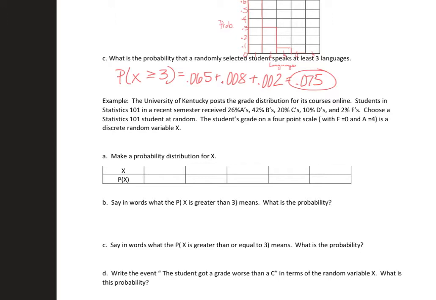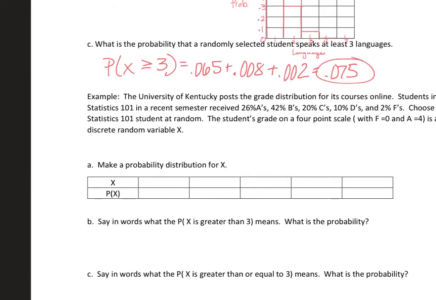Students in Statistics 101 in a recent semester: 26% of them received an A, 42% received a B, 20% received a C, 10% a D, and 2% Fs. So choose a statistics student at random, and the student's grade on a 4-point scale, where F is 0 and A is 4, is the discrete random variable. So we'll come over here and say 0, 1, 2, 3, and 4. These will be our grades.